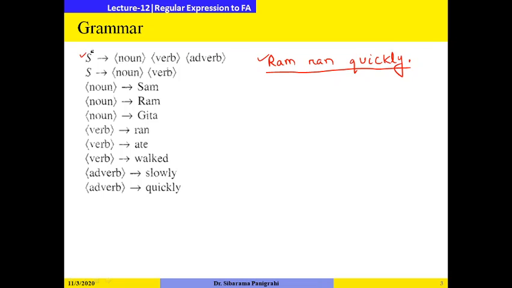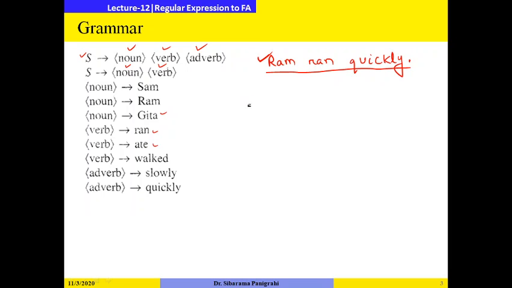S is the start symbol. S consists of noun, verb and adverb. A sentence may also consist of only noun and verb. Here noun may be Ram, Shyam, Gita, and verb may be ran, ate. Similarly you can put all the verbs and all the nouns over here also. And here I have put two adverbs, slowly and quickly. Now let me check whether Ram ran quickly is a valid sentence or not.